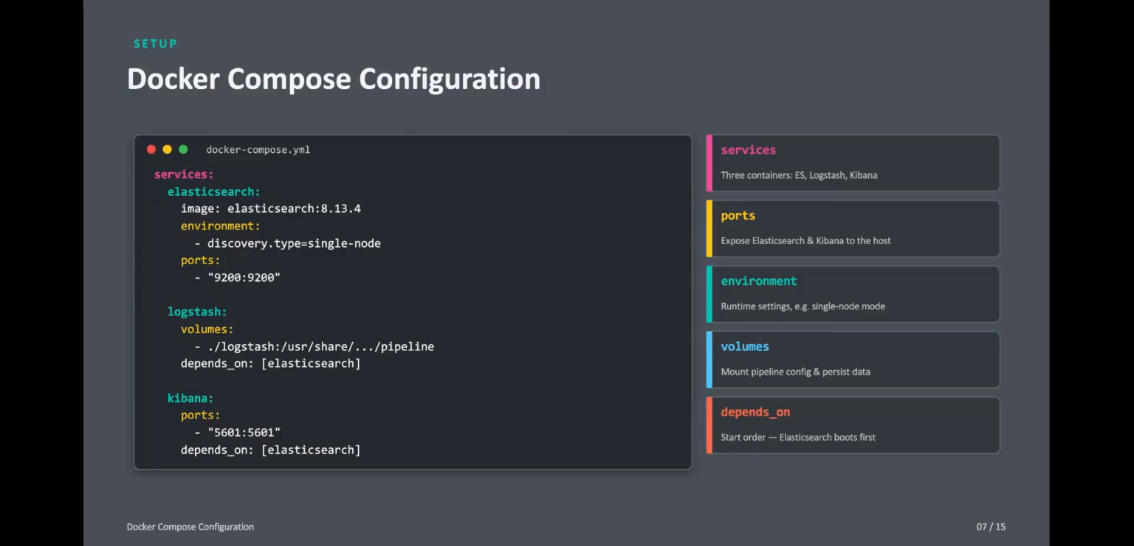Now, Docker Compose defines Elasticsearch, Logstash, and Kibana in one single YAML file. Services define the containers, ports expose Elasticsearch and Kibana, environment variables configure runtime settings, volume mounts hold configuration data, and depends_on controls startup order.